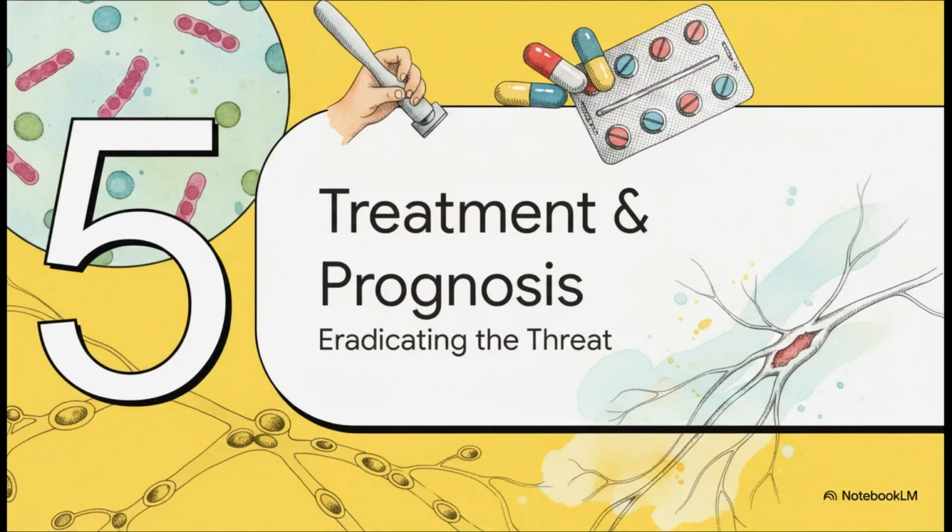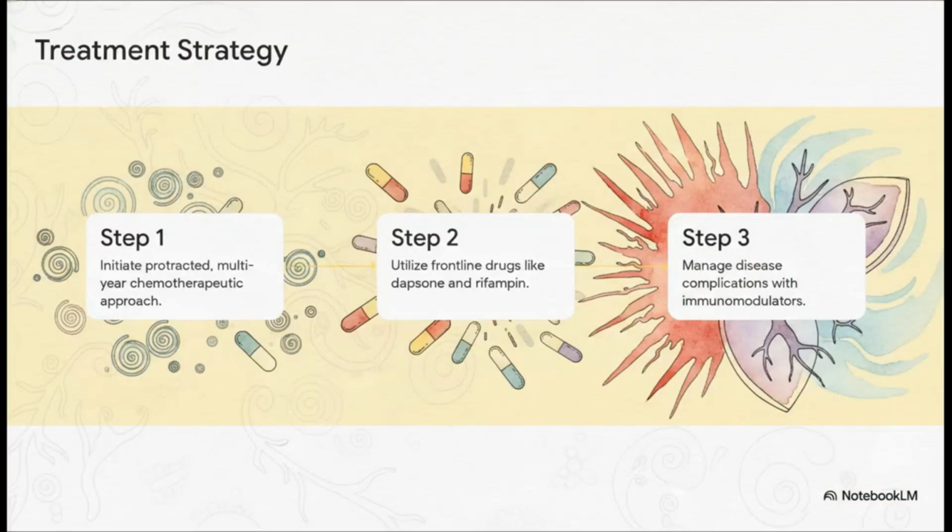Section 5. Treatment and prognosis. Eradicating the threat. Let's move to our final step and see how all this builds into clinical management. Once our biopsy, complete with that FITE stain, confirms Mycobacterium leprae, what's the plan? Eradicating Hansen's disease is definitely not a quick fix. It requires a protracted, multi-year chemotherapeutic approach.